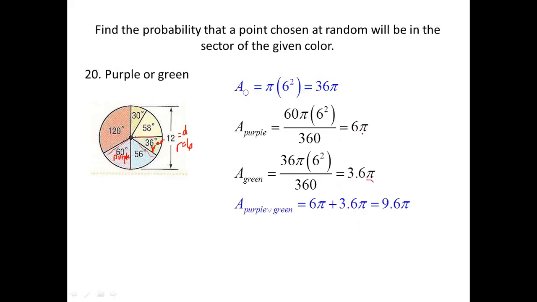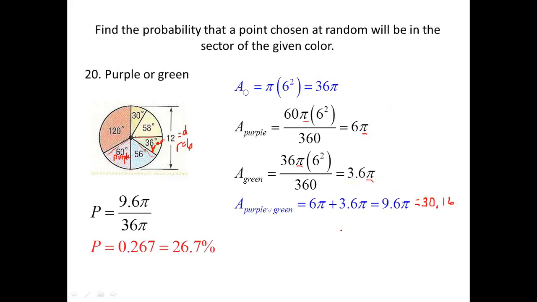Since I have it in pi and left the pi in there, without punching the calculator, I could do it this way. If I punch it in the calculator, you're going to get comparable numbers, pretty close. Which would be about 30.16. Just a little bit more accuracy. Now I need the probability. Again, taking the top divided by the bottom gives me that.